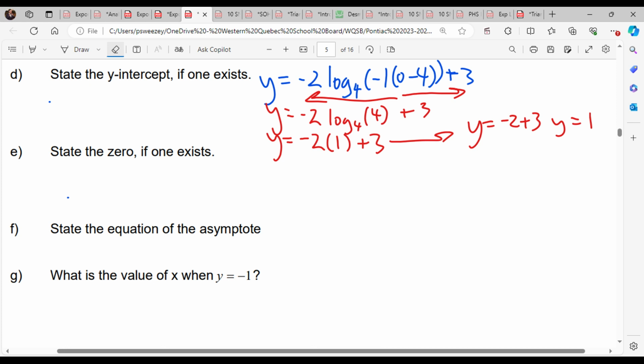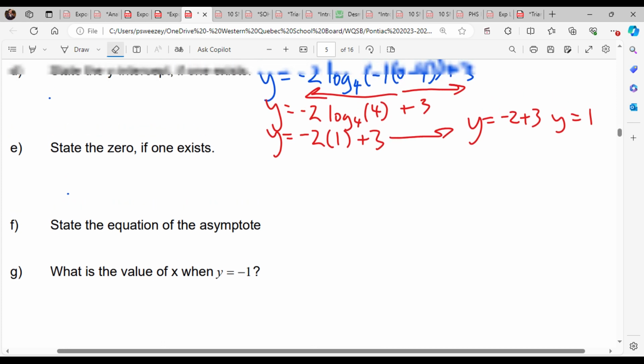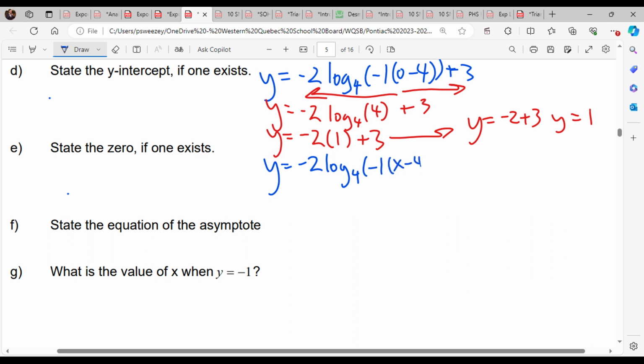State the 0 if one exists. We'll walk through the same kind of procedure there and use y is equal to -2 log 4 -1 x minus 4 plus 3. Sorry, we just changed to negative x. And yeah, I did that on the last one too.